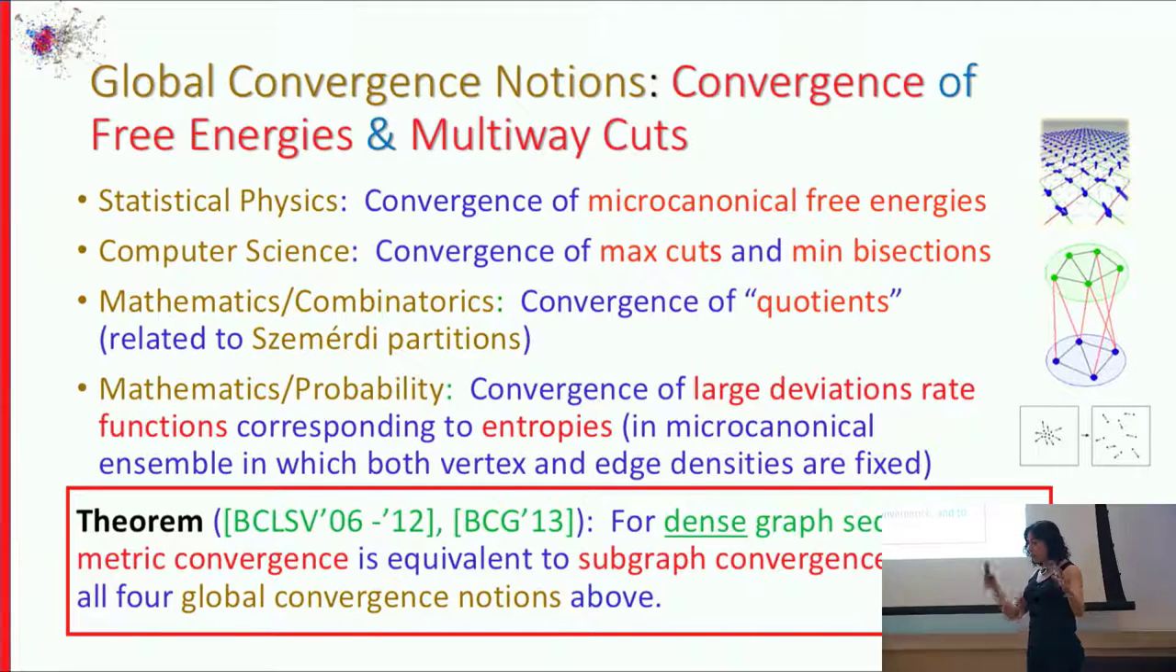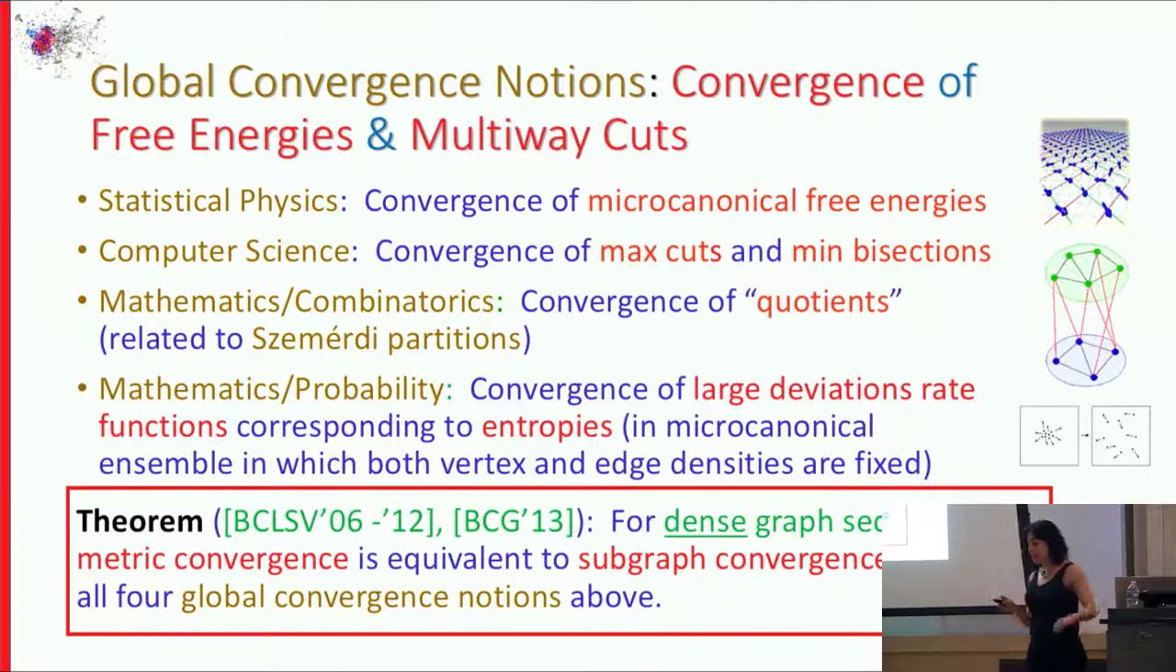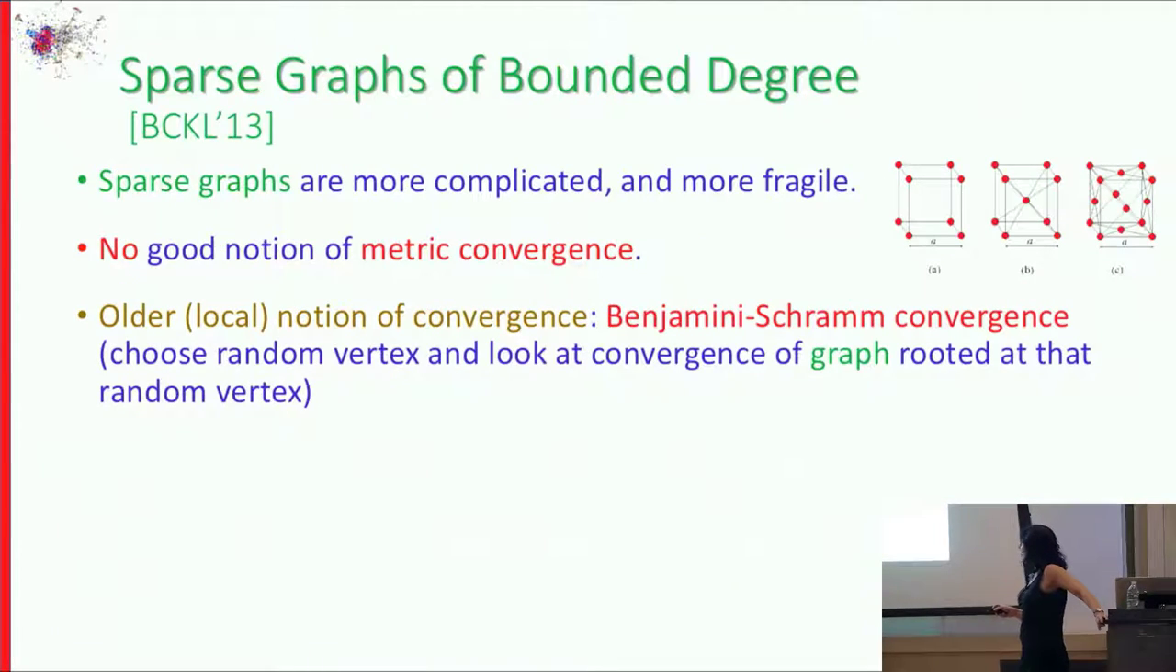So all of a sudden we got an equivalence between global and local notions, and you're really feeling like you're getting at something here. Some people ask me sometimes, does the spectrum of the graph converge? And yes, it does, but the spectrum itself doesn't imply all these other notions; these are all stronger than the spectrum converging.